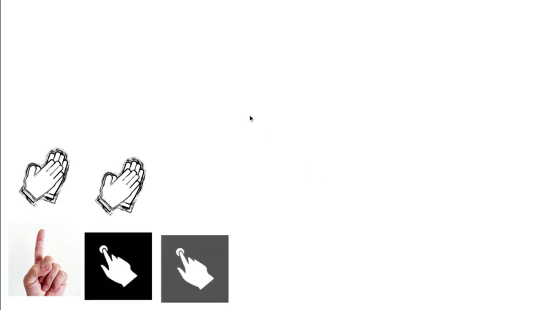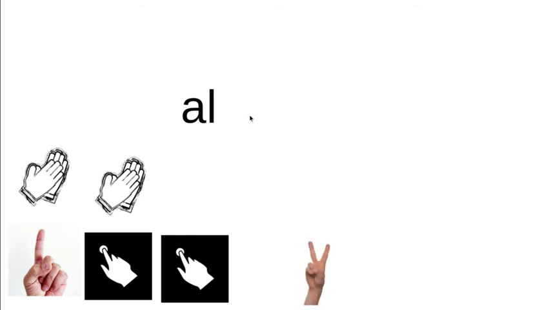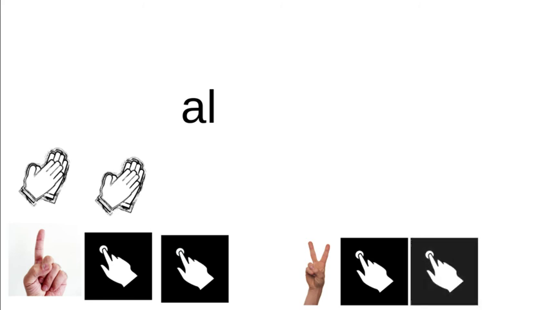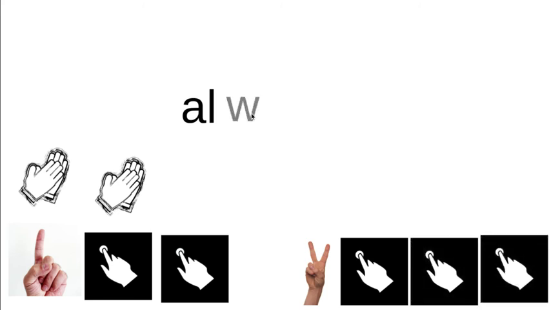Two syllables. First syllable, all. Let me spell it: A-L, all. Second syllable, ways: W-A-S. Always. All right. Next word, sly.